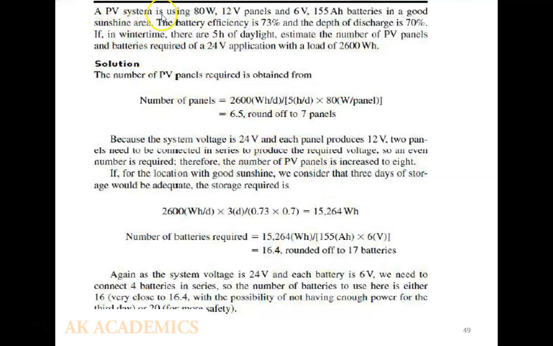A PV system is using 80 watt 12 volt panels and 6 volt 155 ampere hours batteries in a good sunshine area. The battery efficiency is 73% and the depth of discharge is 70%. If in winter time there are 5 hours daylight, estimate the number of PV panels and batteries required of a 24 volt application with a load of 2600 watt hours.